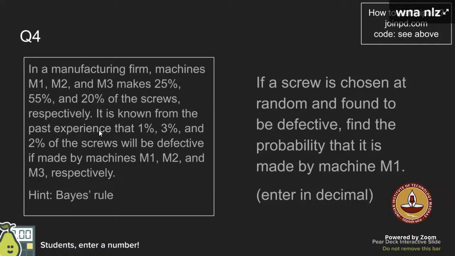Okay. Now, what is given is that we chose a screw at random and the screw is found out to be defective. Now, what is the probability that it was made by machine 1? Like in the previous question, we will again use the same concept. This is Bayes rule basically. So let me just share my screen so that we will be able to look at this question in a better way.